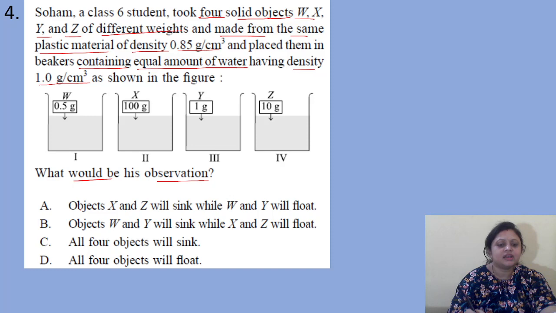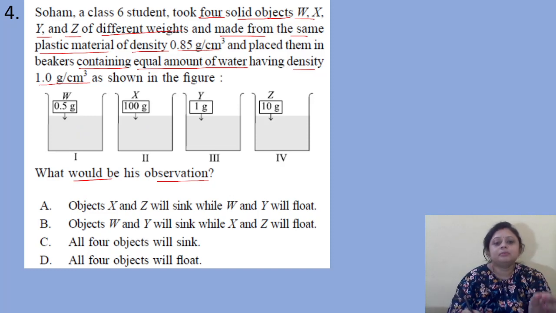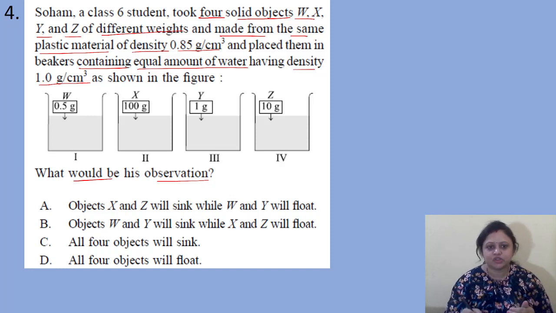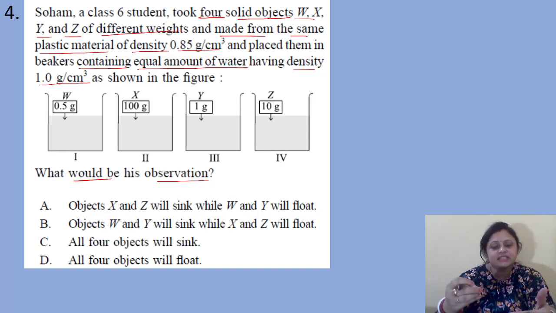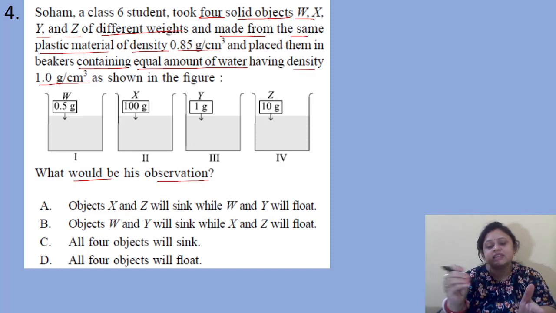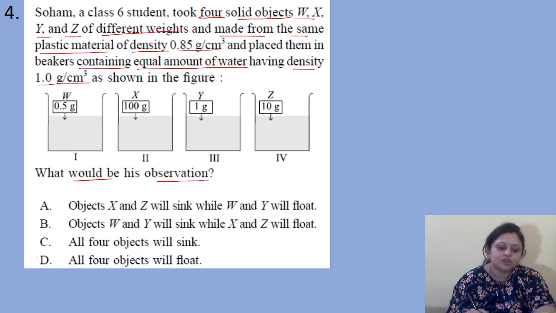The observation would be that whatever may be the mass, irrespective of the mass of the given objects, all the objects will float. Why will they float? Because the density of the material is 0.85 gram per centimeter cube, which is less than that of water, that is 1 gram per centimeter cube. If any substance has less density than water, then it will float on the water, and if that substance has more density than water, then it will sink in water. So, here the correct option is option D, all 4 objects will float.